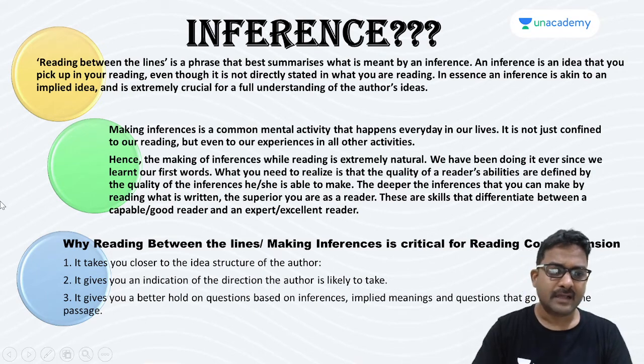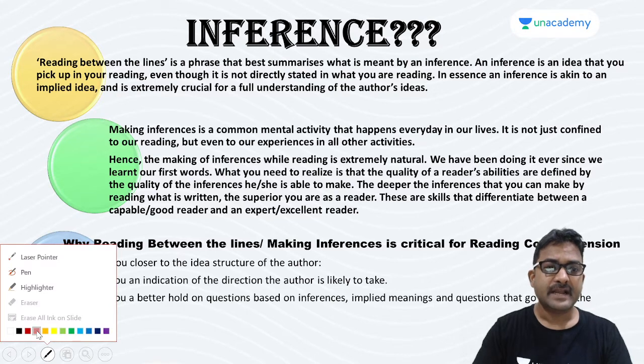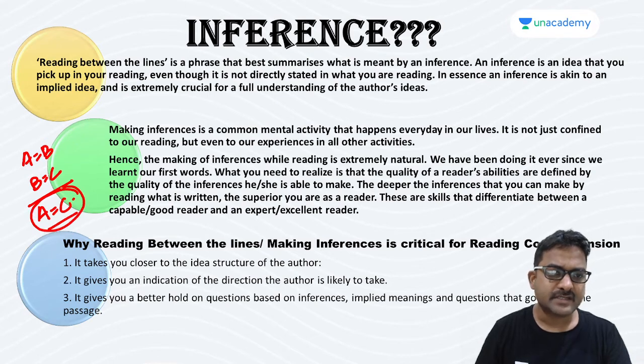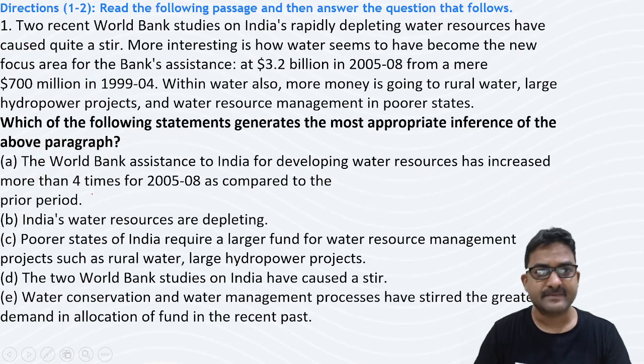If you describe it mathematically, the general expression is like this: if A equal to B and B equal to C, then by default the next expression that we can decode is A equal to C. So this A equal to C expression can be called an inference. Now, we can apply the same thing in the given paragraph. As the instruction says, read the following passage and then answer the question that follows.